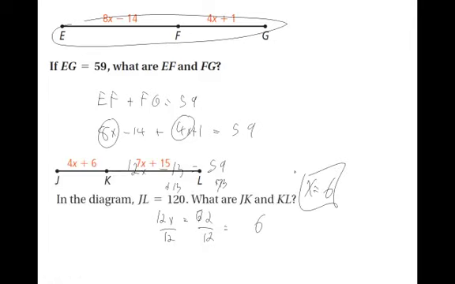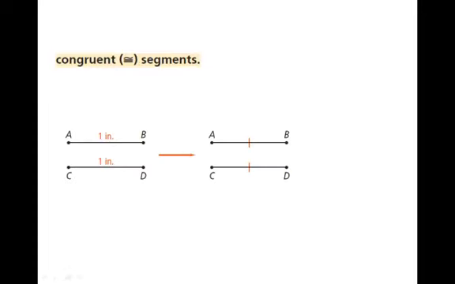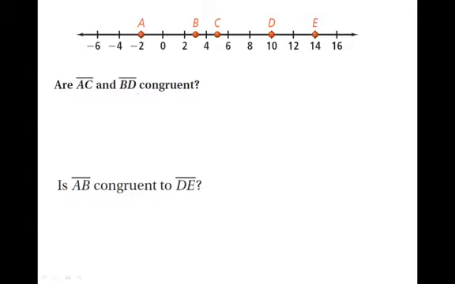All right, that's a few problems. And this is one that's very similar. You can work that one out. We'll talk about the definition of congruent. Congruent just means equal. So congruent means the segments are the same length. They have the same measure.